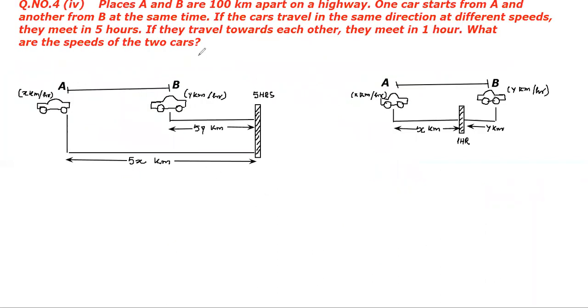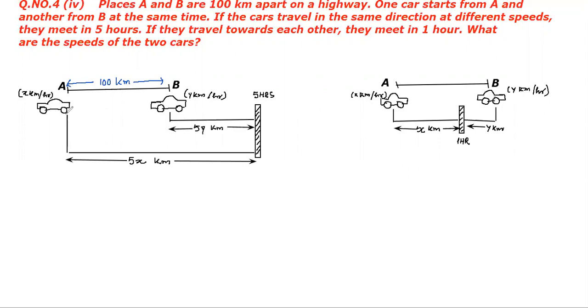Children, let's start with one more word problem. As you know, a word problem is given in each and every exercise of chapter 3. So let's start with this question. Let's understand what it is saying first. Places A and B are 100 kilometers apart. I try to depict this by a diagram here, children. These two places are 100 kilometers apart. This is the distance between the two points A and B, 100. Is that clear?